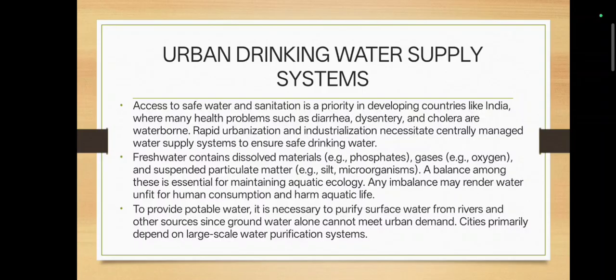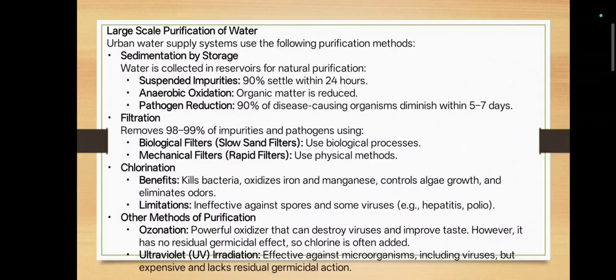To provide potable water, it is necessary to purify surface water from rivers and other sources, since groundwater alone cannot meet urban demand. Large-scale purification of water. Urban areas depend on large-scale purification systems since groundwater alone cannot meet demand. Purification methods include sedimentation, filtration, and chlorination. Sedimentation allows impurities to settle, filtration removes pathogens, and chlorination disinfects water. Advanced methods like ozonation and UV irradiation are also used, though they lack residual germicidal effects.